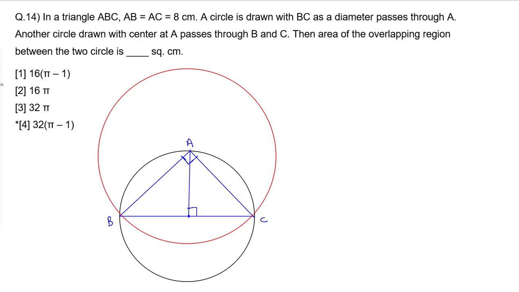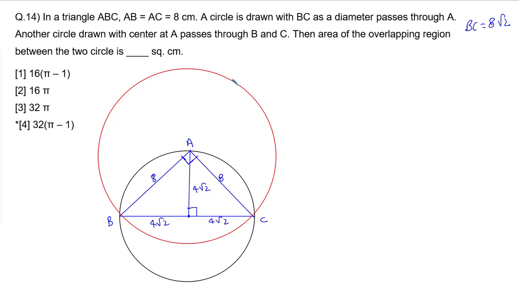So which region is the overlapping region? Let's identify first of all. Let's write the dimensions first. AB is equal to 8, AC is equal to 8. So this is a 45, 45, 90 triangle, everyone. So 8 square plus 8 square and the square root, it will be 8 root 2. The length of BC is 8 root 2, so half of it is 4 root 2, and this is 4 root 2.